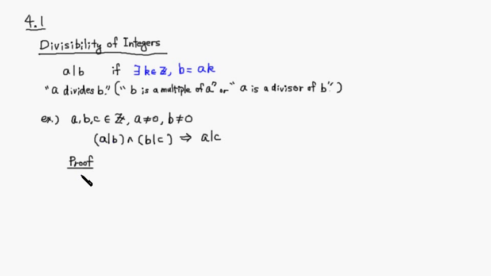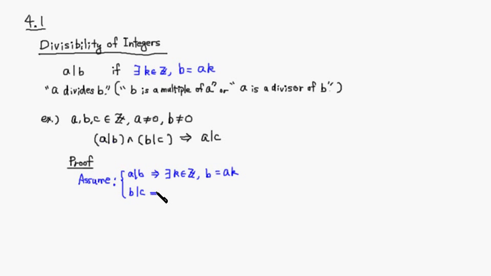We start with the hypotheses. So assume, here is the assumption, that A divides B, and also B divides C. A divides B, by definition, means that there exists some integer k such that B can be written as A times k.